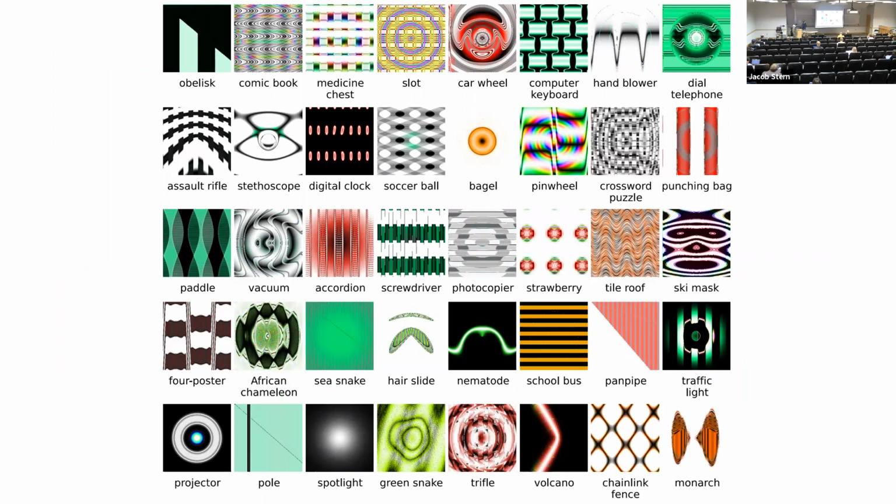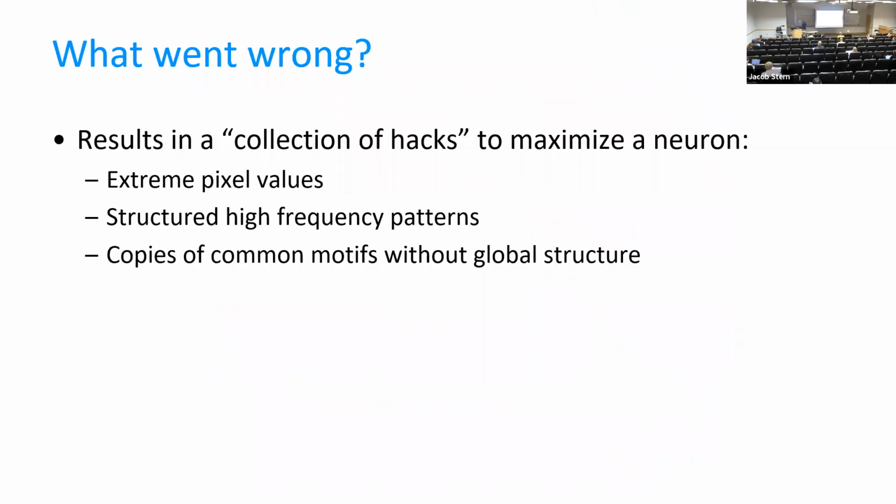And so here are some example designs. Can you see any patterns here that make you think of how the network might be fooled by these patterns? The bagel does kind of look like a bagel. Yeah, I'll give you that. What else? Computer keyboard with regularly spaced rectangles, totally.